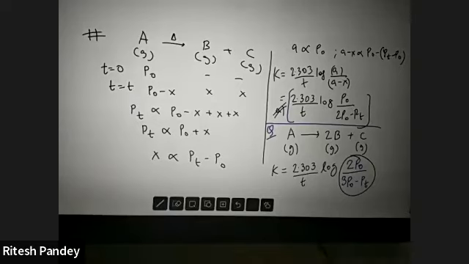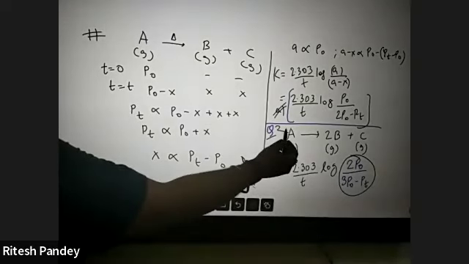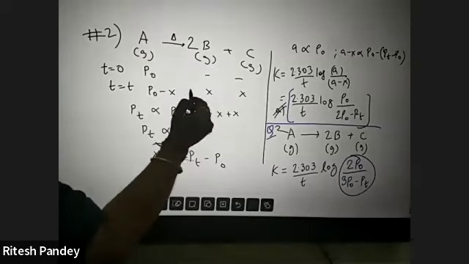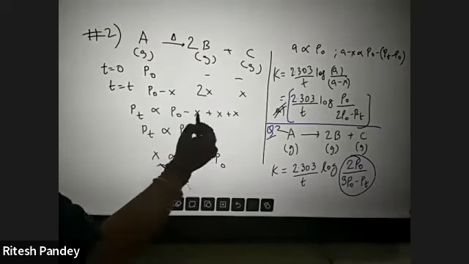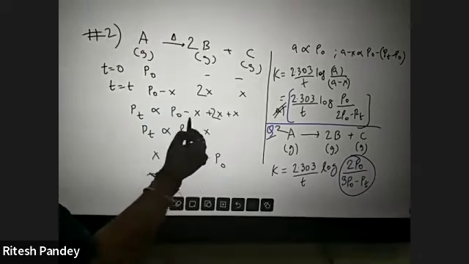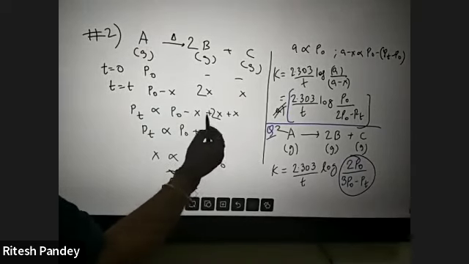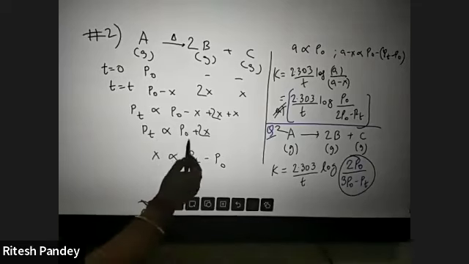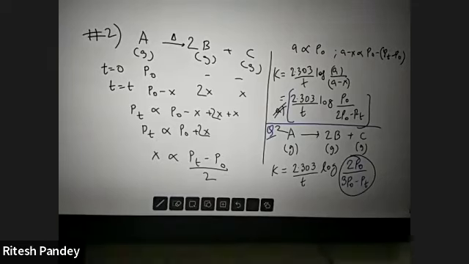And now, in this problem, which is say question 2 for today, if it is A becoming 2B plus C, this will become 2x plus x, and naturally this will become P naught minus x plus 2x. x will get cancelled out, which will mean x is proportional to Pt minus P naught by 2. Yes or no?